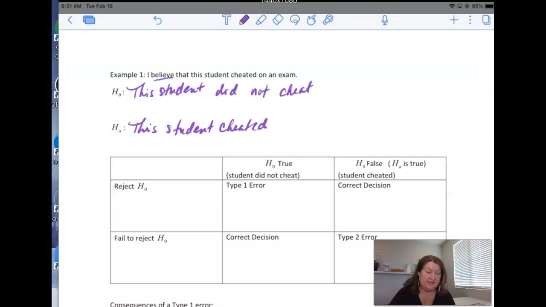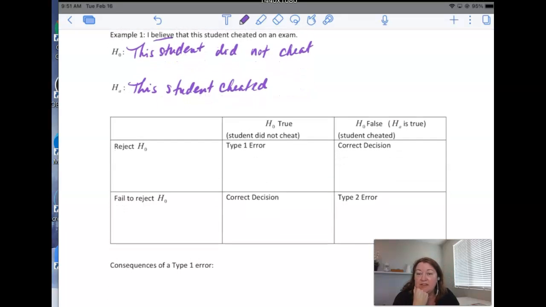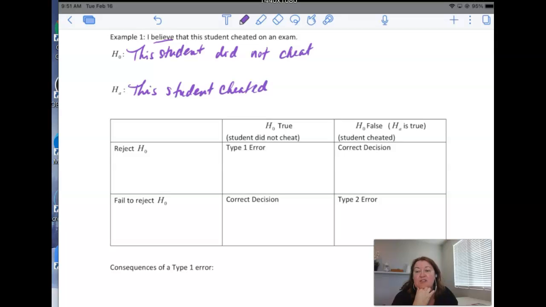Now we're used to setting these up equal to numbers, but this is just to get the idea of what a type 1 and a type 2 error is. All right, so if I fill these in, what would that look like? So if I rejected the null hypothesis, I am basically saying that the student cheated, right? The student cheated.